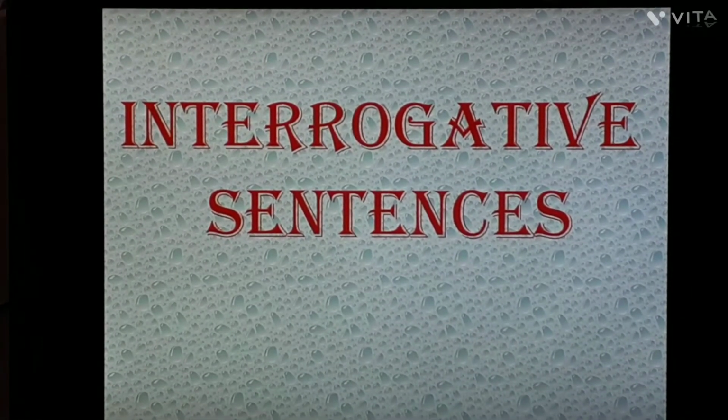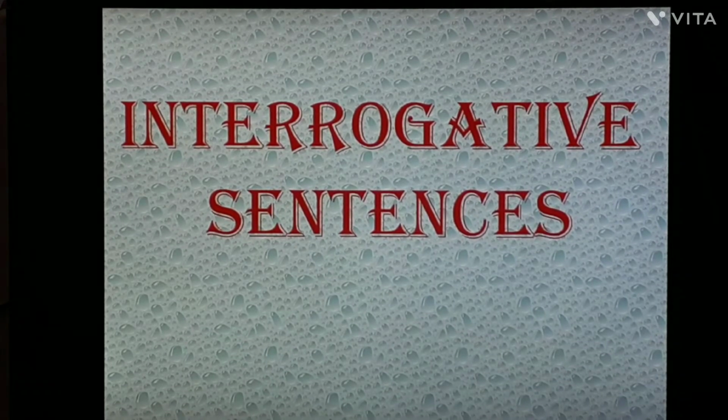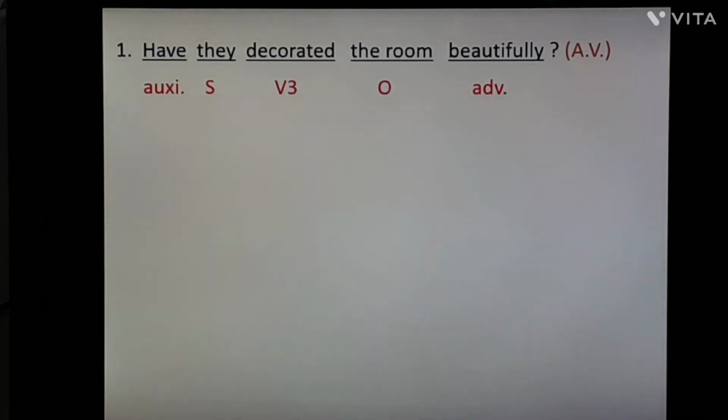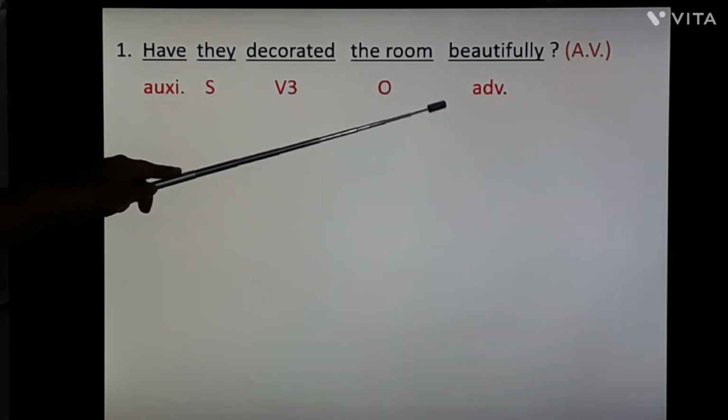Let's see active passive in interrogative sentences. First, have they decorated the room beautifully? So this is active voice because by is not given and been is not given. Have, auxiliary verb, they, subject, decorated, V3 form, the room, object, and beautifully, that is an adverb.